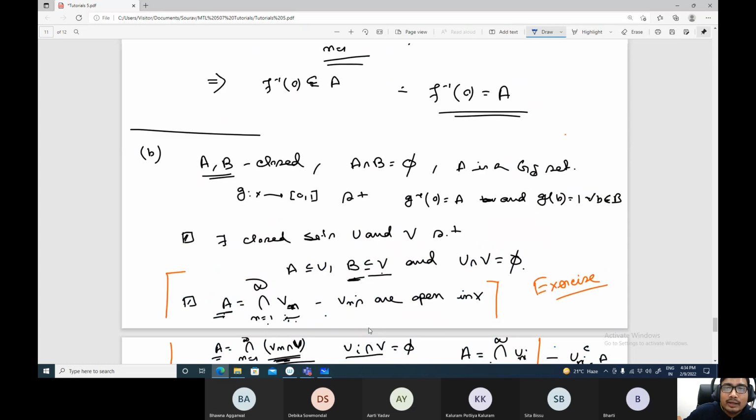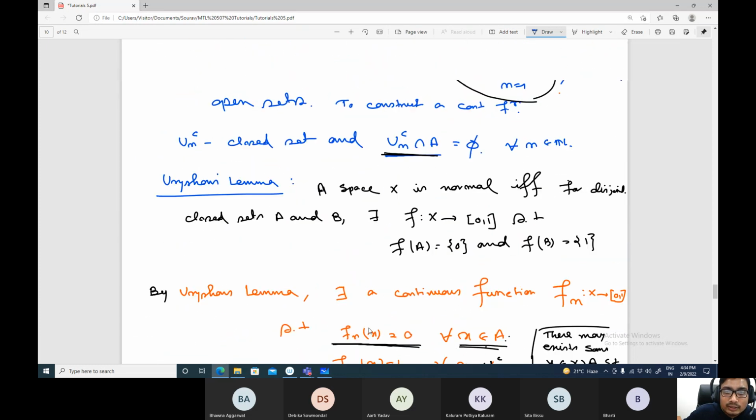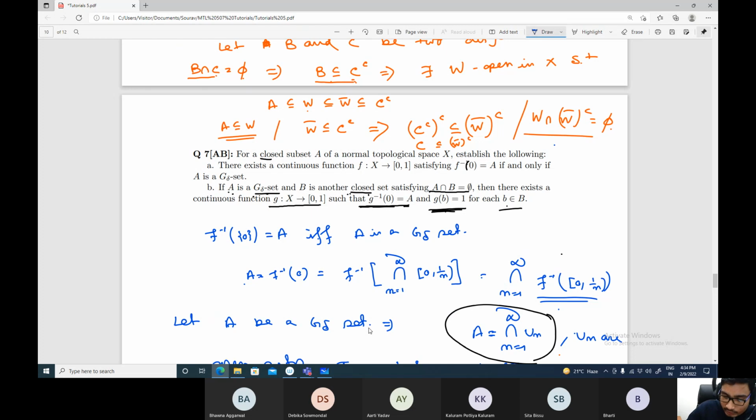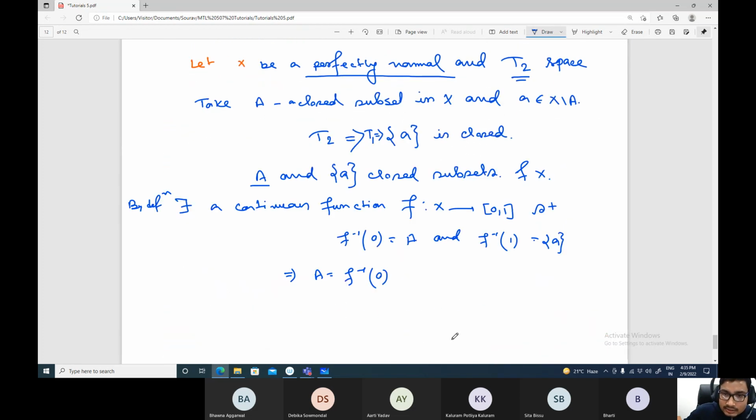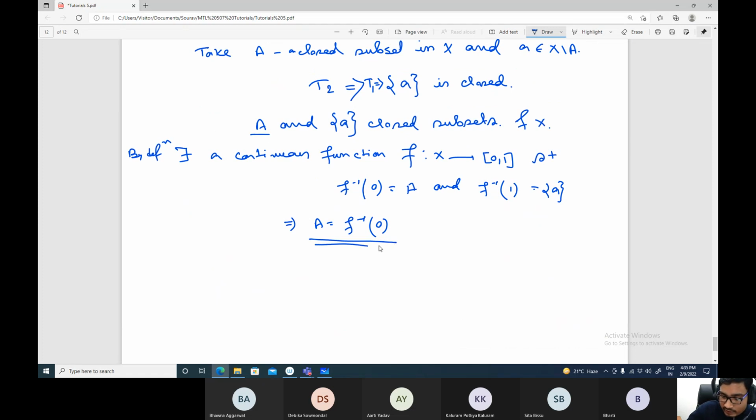Now come to this problem, as I told you, I will use it. For a closed subset A of a topological space, if there exists a continuous function f such that f inverse of 0 is equal to A, then A is a G delta set. So our function satisfies the hypothesis of the last result: A is equal to f inverse 0, f is continuous, and A is closed. So this implies A is a G delta set. Clear?